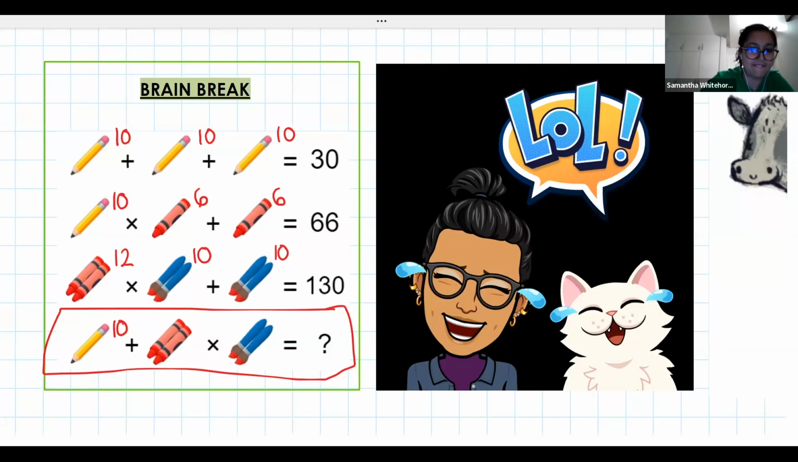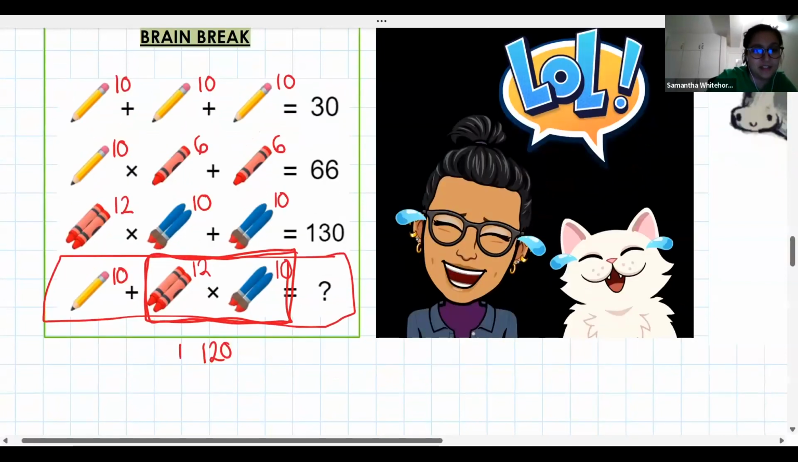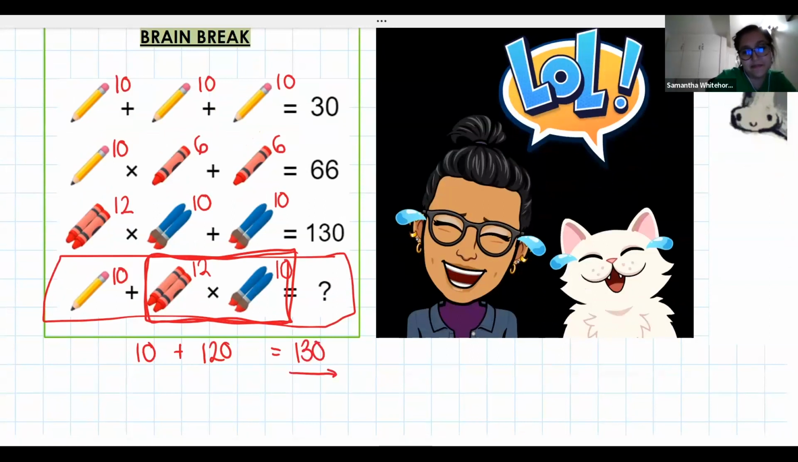With the crayons, there are 2 crayons at the bottom, so it's 12, not 6. So it's 10 plus 12. And with the paint brushes, there are also 2, and since 1 is 5, it's 10. How did you get your answer? Ma'am, with BODMAS, you have to go with multiplication first. So I said 12 times 10, and then I added the 10 at the end. And you got how much? 130. Yes!